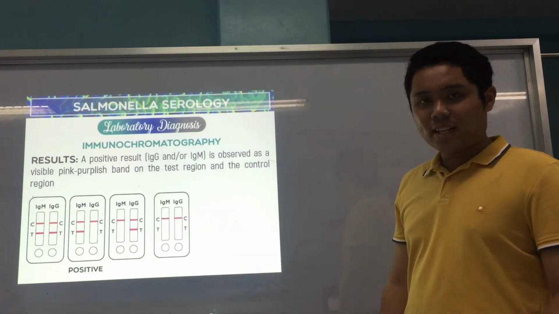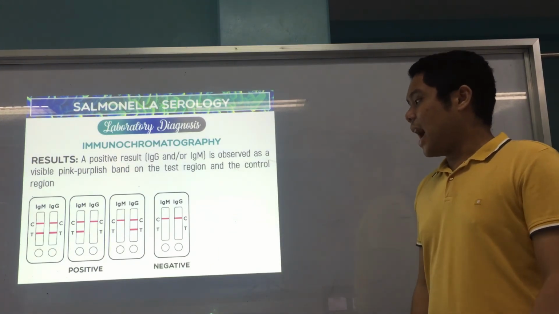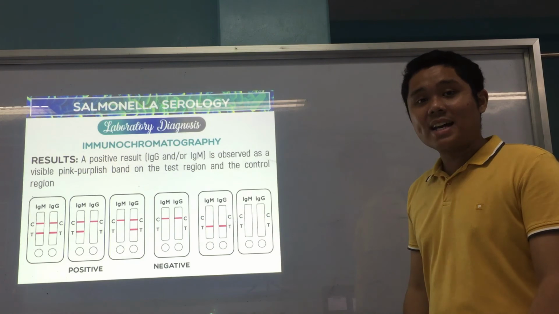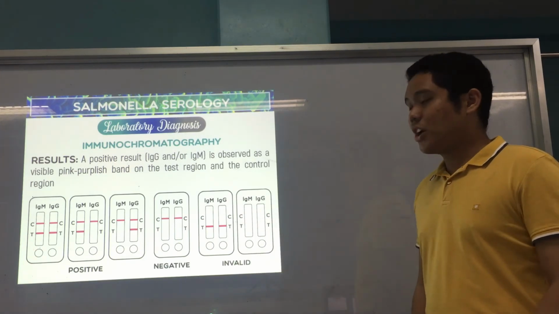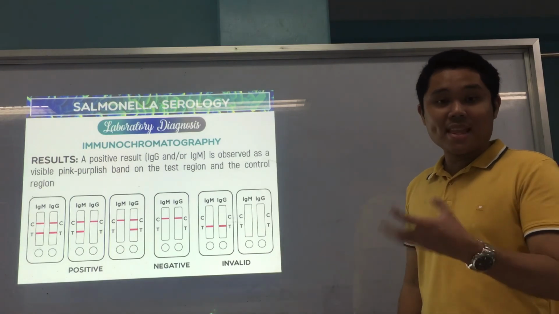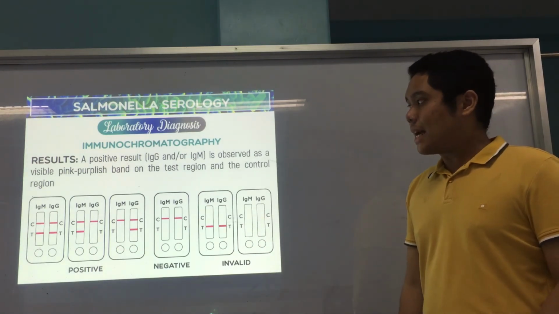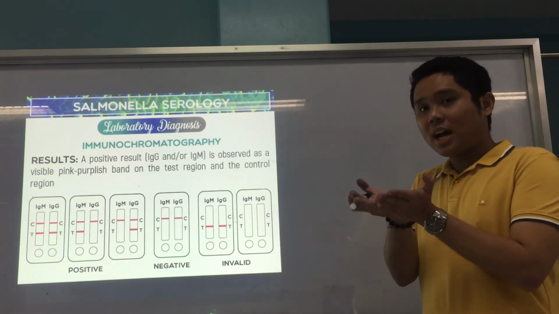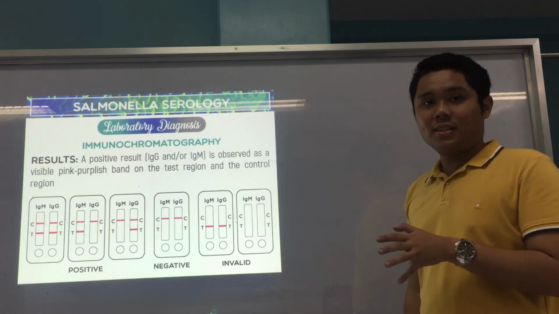Negative is when there is no line on the test line, but the control line is present. And of course, as I mentioned, it's always invalid if there is no control line. It means that your reagents are not working properly within your test kits. So the test kit for Salmonella, for IgG and IgM, okay? One test kit that detects both. IgM and IgG. Alright?